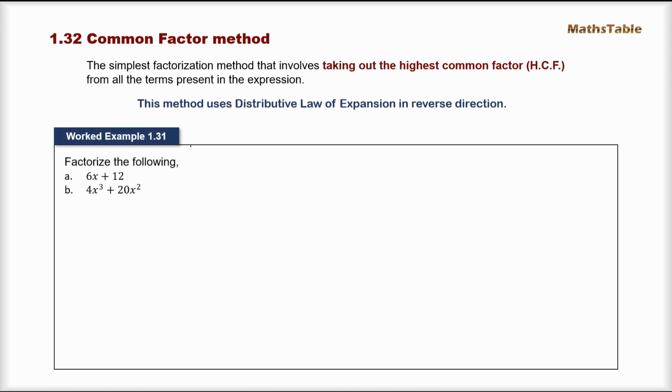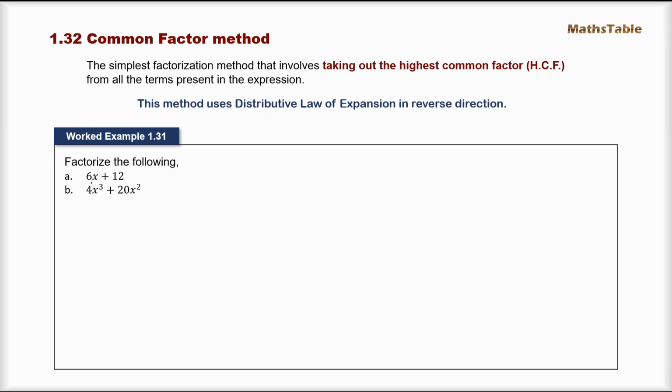The first one, the common factor method, is perhaps the simplest factorization method available, and it requires simply taking out the highest common factor, HCF, from all the terms which are present in the expression. This method is also the starting point of the other factorization methods, and it uses the distributive law of expansion, which was discussed earlier, in the reverse direction. Let's check how this method works with an example.